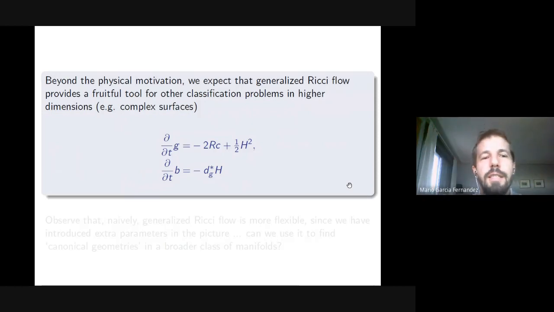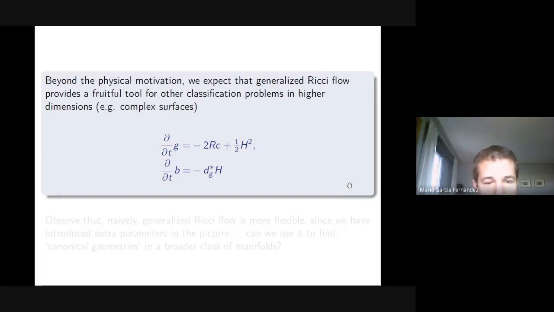Okay, so beyond this physical motivation, which is interesting and inspiring, but it's not math, what we expect is that generalized Ricci flow provides a natural and fruitful tool for other classification problems in higher dimensions, like, for example, the proposal by my collaborator Jeff Streets on the classification of complex surfaces.